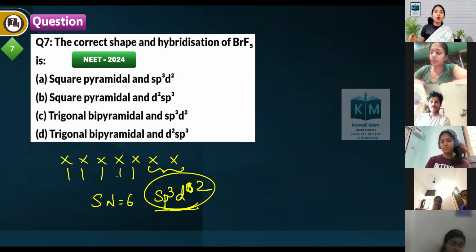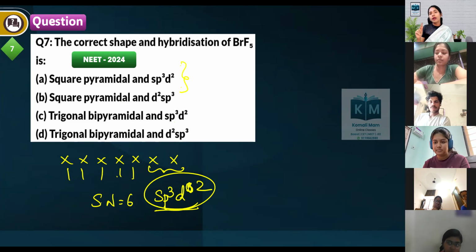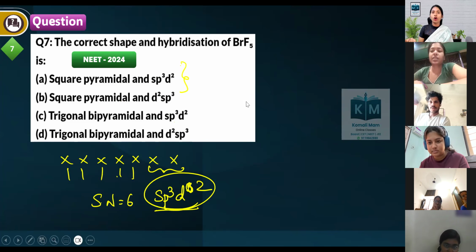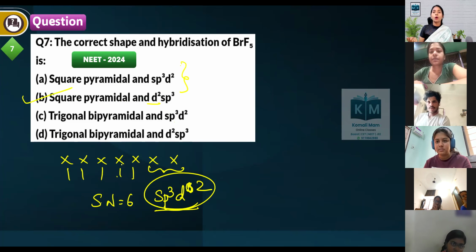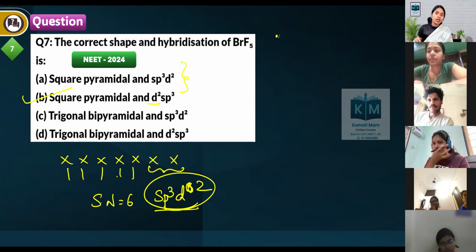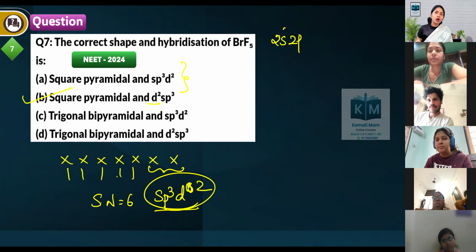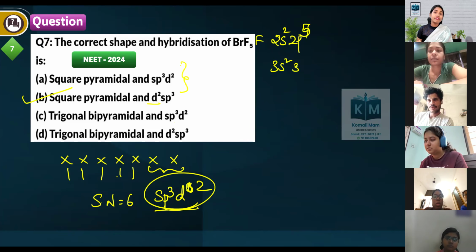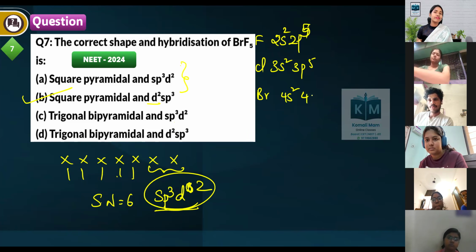Now here there are two options, right? sp3d2 and d2sp3. Bromine has a vacant d orbital, so d2sp3. Option B is the correct answer. Why B? Bromine is in group seven A, so it has ns2 np5: 2s2 2p5 for fluorine, 3s2 3p5 for chlorine, and 4s2 4p5 for bromine.